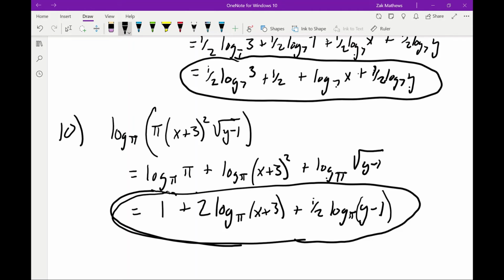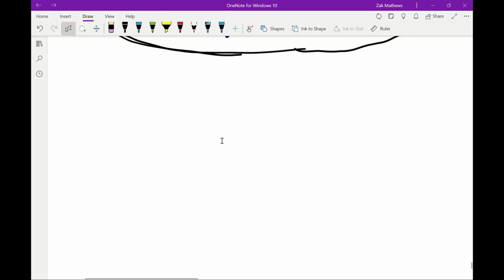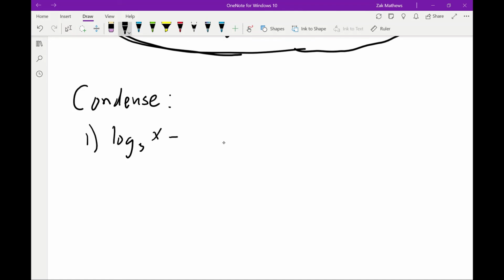Alright, we've done many examples now where we've expanded. Next thing I want to do is go the opposite direction. I want to condense, because I said going both directions is important. Going and breaking it apart into all the logs is expanding, putting it all back together is condensing. So let's condense the following logs. Take as our first example, log base 3 of x minus log base 3 of y.